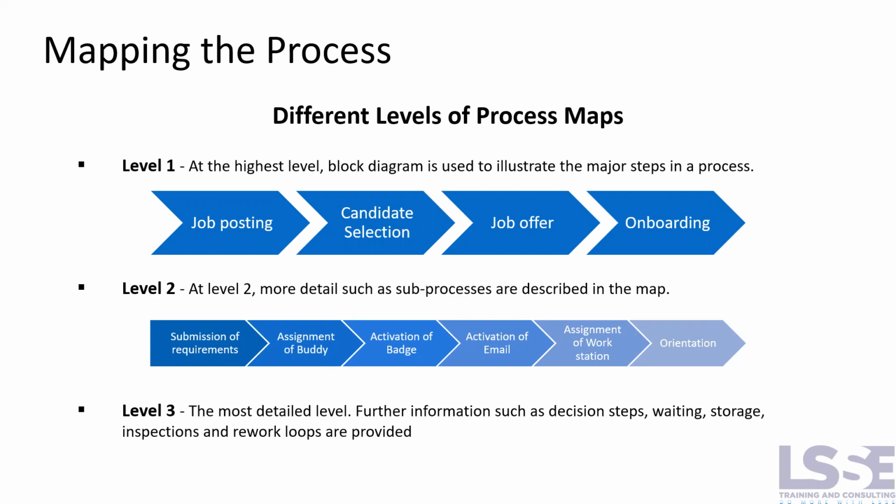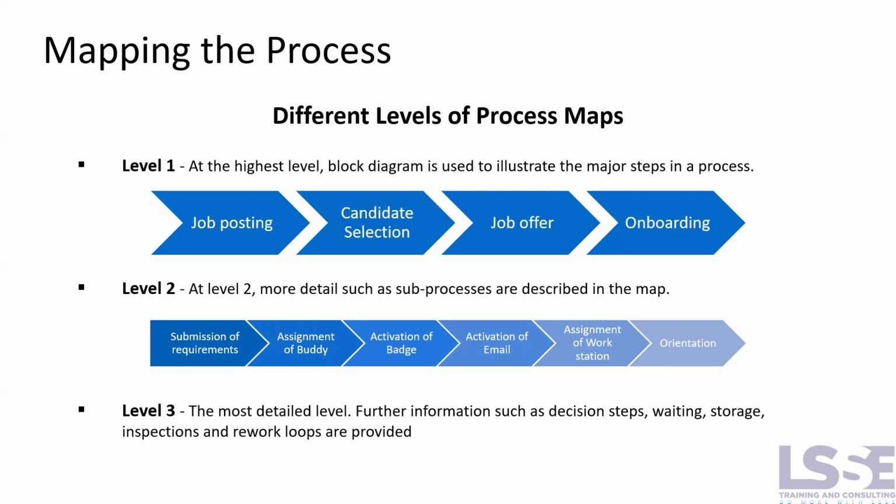Or you can zoom in further. You can have a level 2 kind of process map, which has more detail. It could be a more detailed version of hiring, like the submission of requirements, the assignment of badge, activation of badge, activating the email, assignment of workstation, and orientation. And the most detailed level is considered level 3. It's level 3 when you already have decision steps, and information such as waiting time, storage, inspections, and rework. So your process map can have different levels.